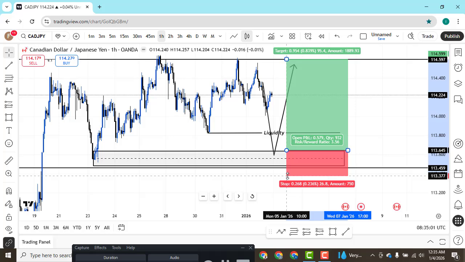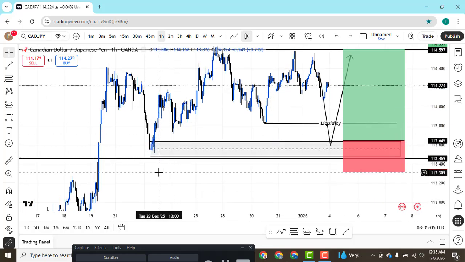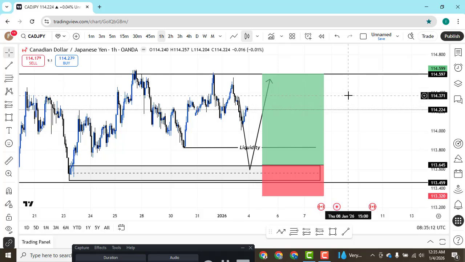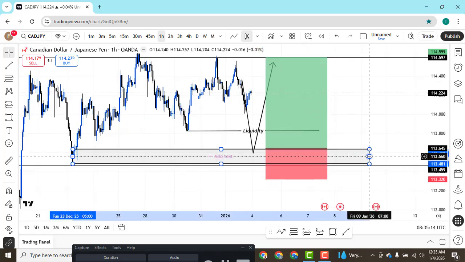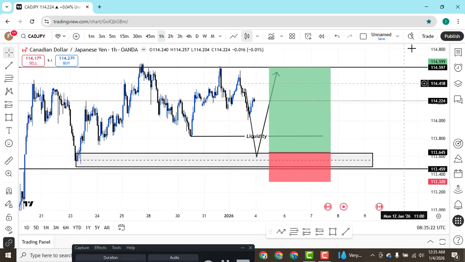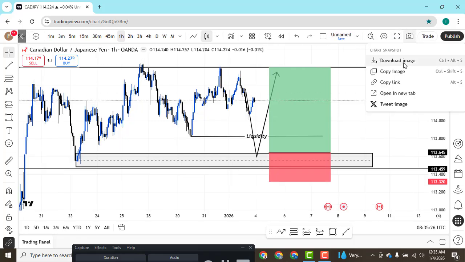So remember, you have to put it below here, because the market might even sweep this place also to feed this place, then go to the upside. So this is my bias on CAD JPY for this week. So we can save this one. We can save this screenshot. This is my bias for CAD JPY.